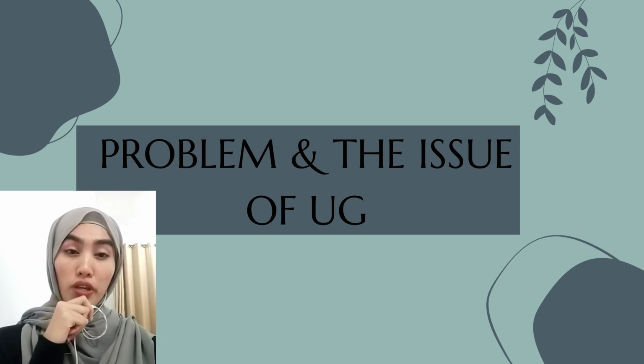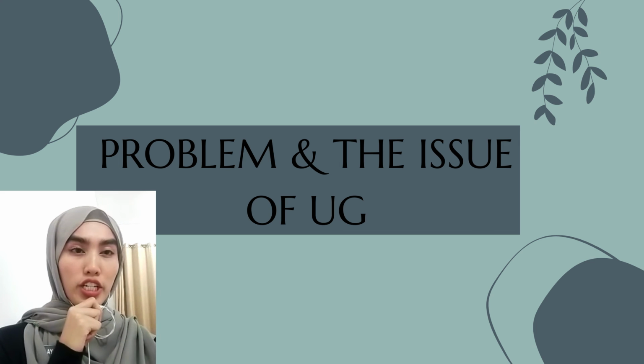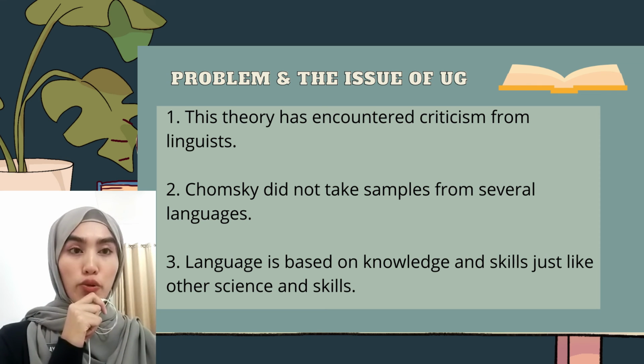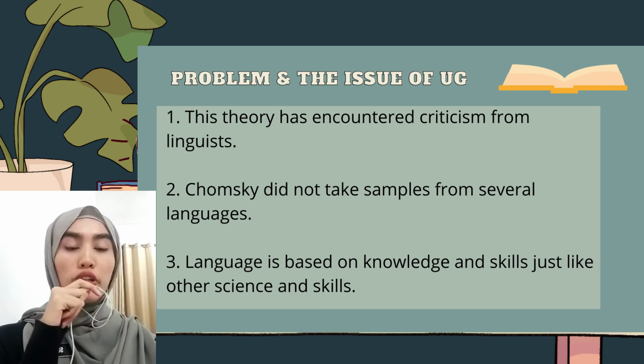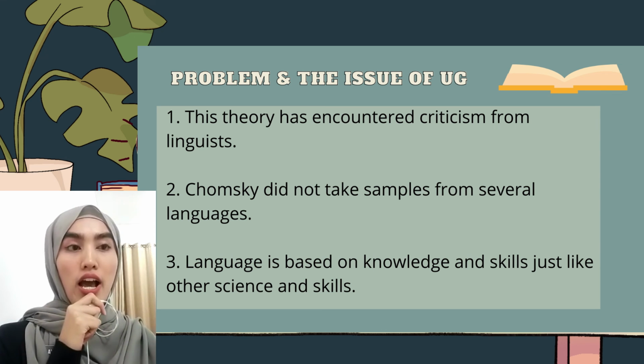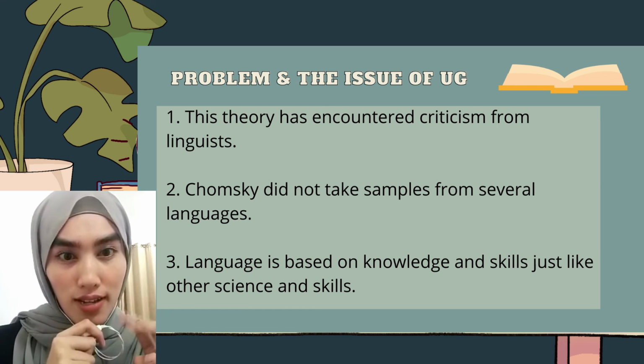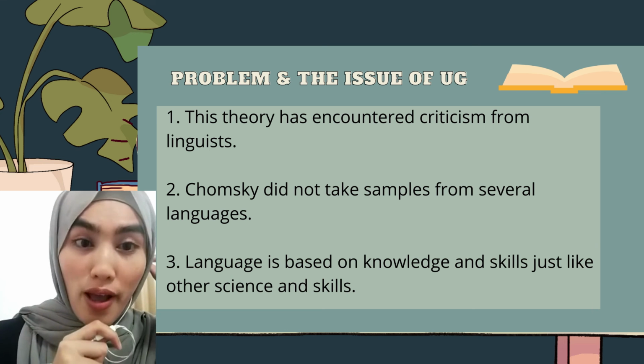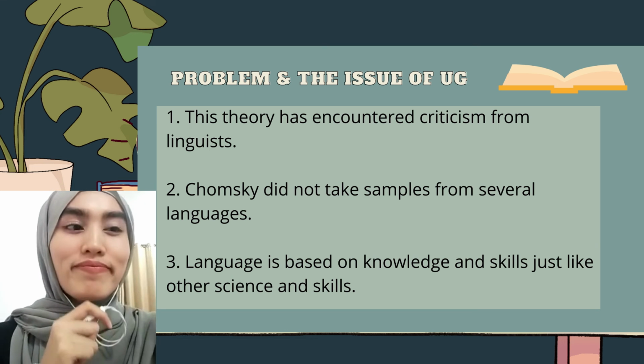Next we move on to the problems and the issues of universal grammar with multiple languages. So, as we know, Chomsky suggested the theory of language acquisition in children, relating to universal grammar that represents a universal grammar for human language. But there are some issues. Let's check out the issues one by one.